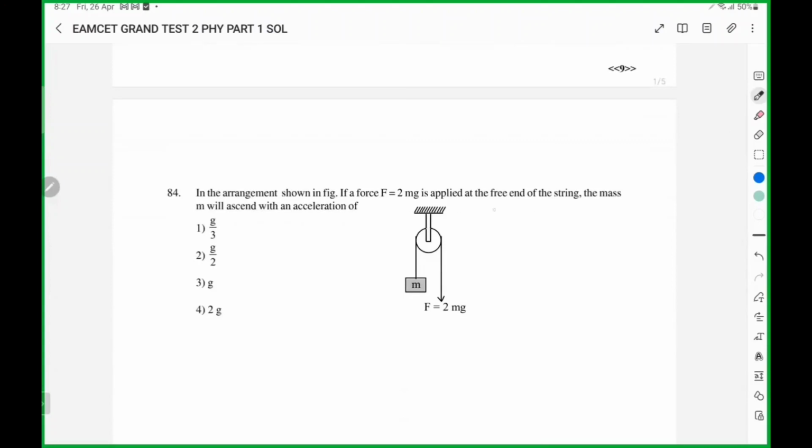So, force is applied at the free end. So tension is equal to 2 mg. Here its weight is mg. When it is moving upward, T minus mg is ma. Here we get ma equals mg, that is, acceleration is g.